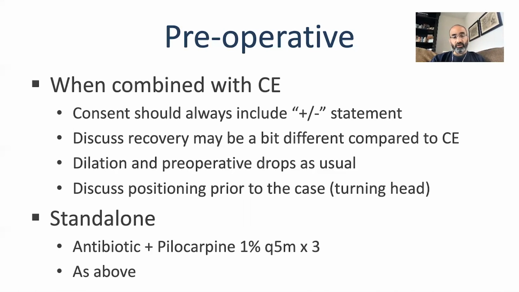Now, if this were a standalone procedure, then you would do antibiotics. You also constrict the pupil because there's no need to dilate. You can constrict the pupil to protect the underlying structures. And for the pilocarpine, we typically use 1%, Q5 minutes times 3. Everything else is as above.